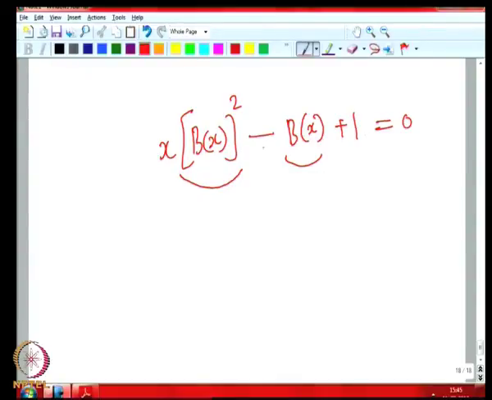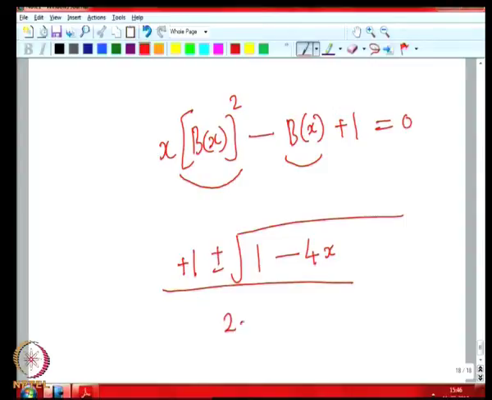So we will use minus b, that is plus 1 here, minus 1 will become plus 1 here, plus or minus square root of b squared minus 4ac, that is 1 minus 4x, divided by 2x. This is a. This will be the answer for b of x. b of x can be either this or this. So let us see it.